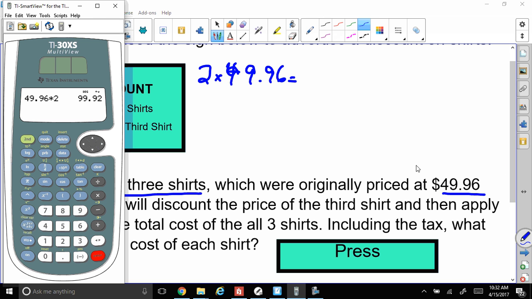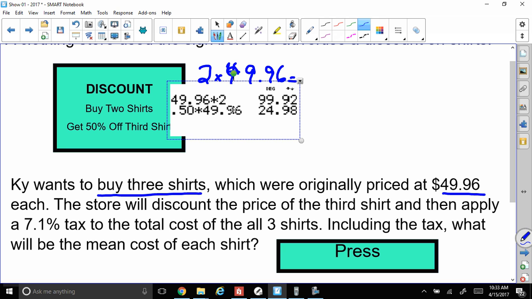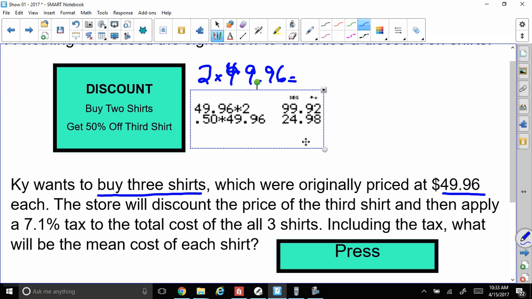He's got to buy 1 more shirt, and that 1 shirt he gets a half price sale. So half price is 50% off. So I'm just going to say 0.5, which is 50%, 0.50 times the $49.96 for the shirt. That means that shirt is going to cost him $24.98.